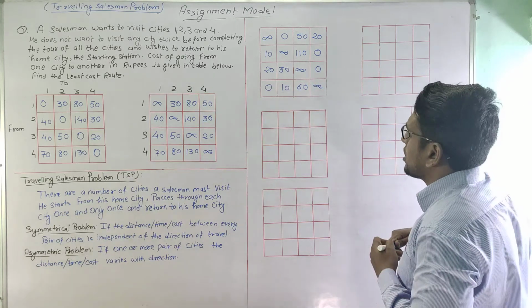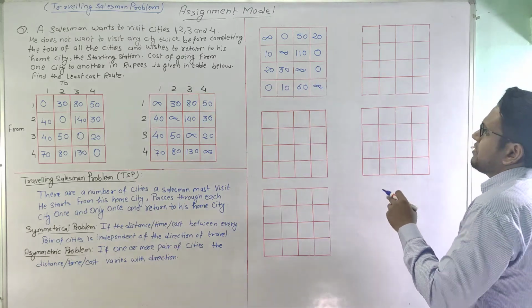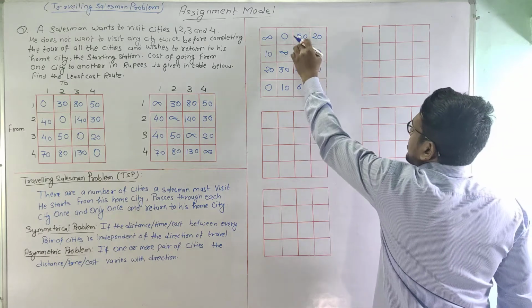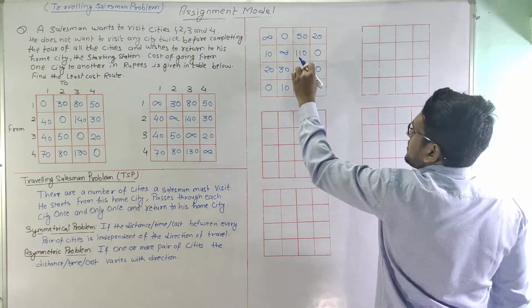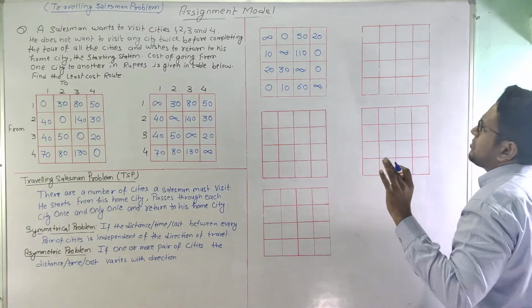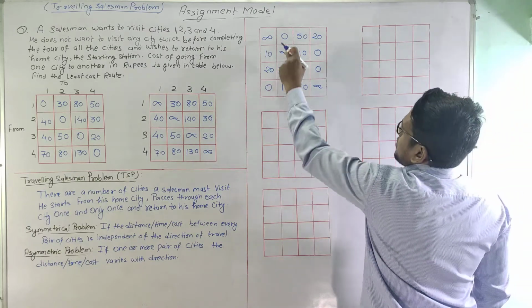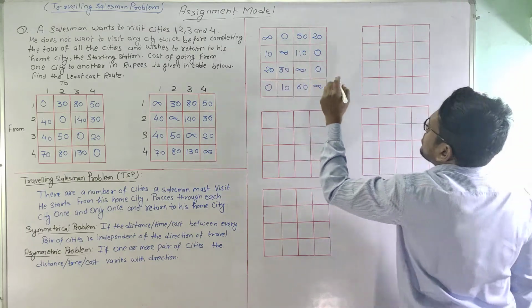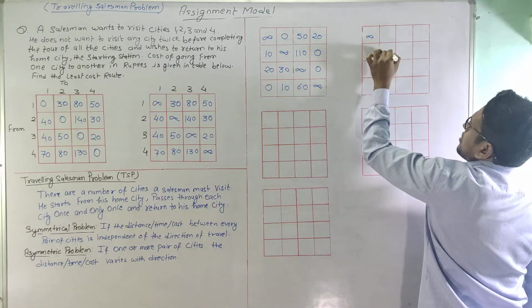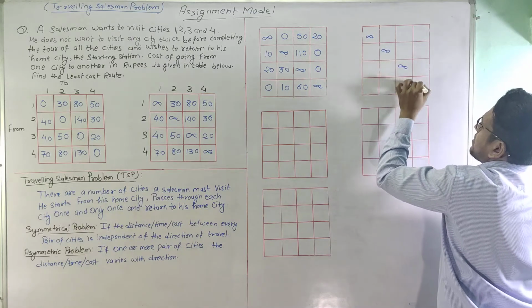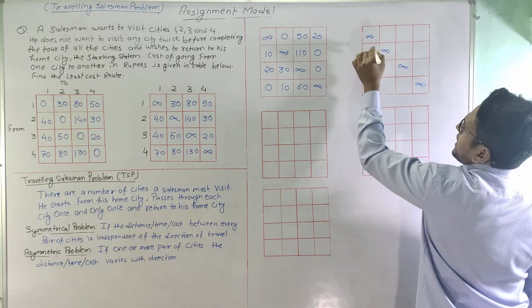So we need to do column reduction here. For column reduction, we will select the minimum value in the column and subtract each element of that column by that particular minimum value. So column 1 and column 2 are already having a 0, so no change will be there in column 1 and column 2.